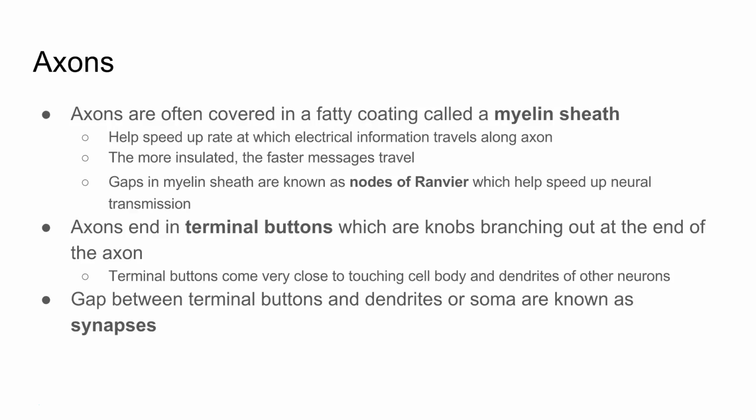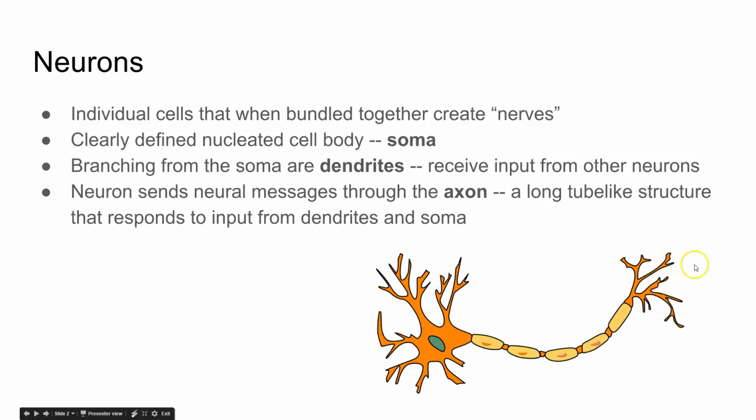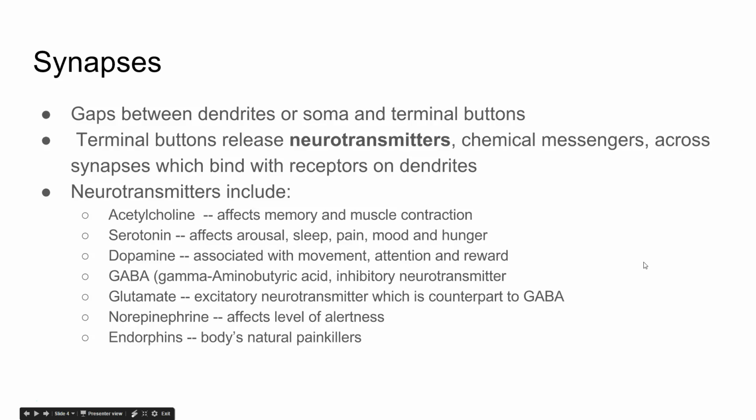The synapses are important in this neural transmission process. So again, these terminal buttons would come really close. If we were looking at actual things, you would see a dendrite right near the other side, or even sometimes the soma, the actual cell body, would be real close, and the terminal buttons would be almost touching them in that synapse. The synapses are important because it is this small gap between the dendrites and the terminal buttons, and terminal buttons release what are known as neurotransmitters, and those are chemical messengers that cross the synapse and bind with receptors on the other side, on the dendrites.